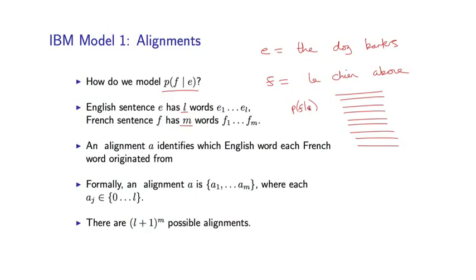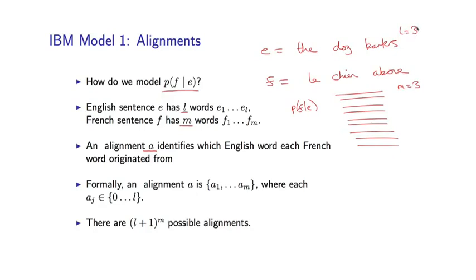So you might try to model this probability directly with no intermediate structure, but that turns out to be a very difficult thing to do. And so an absolutely critical idea in the IBM models was to define the idea of what's called an alignment between these two sentences. Okay, so in this case I have number of French words M equals 3 and the number of English words L equals 3.